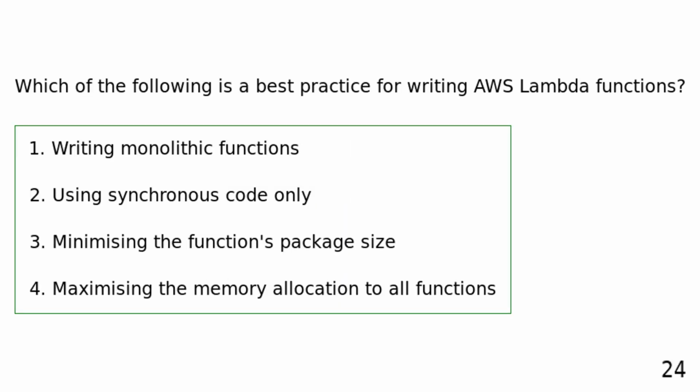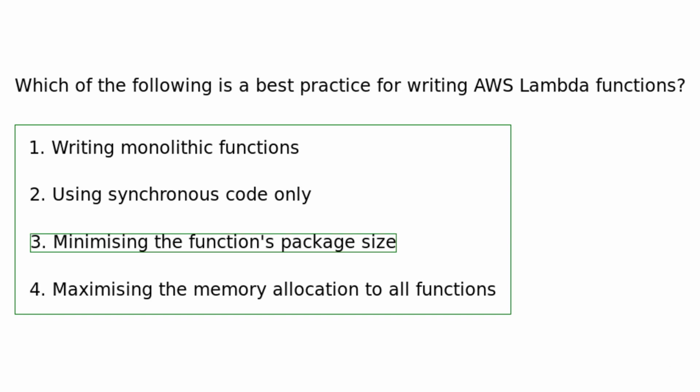Which of the following is a best practice for writing AWS Lambda functions? Writing monolithic functions. Using synchronous code only. Minimizing the function's package size. Maximizing the memory allocation to all functions. Minimizing the function's package size helps reduce cold start times and improve performance.